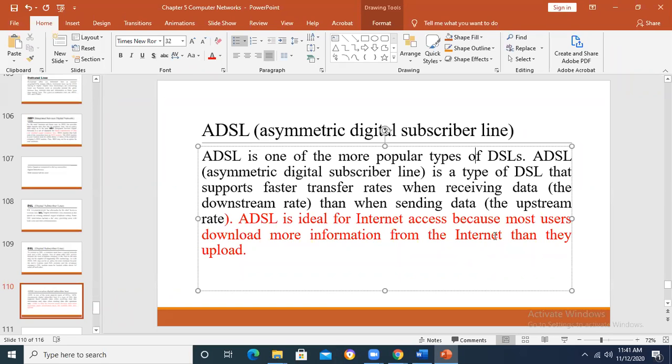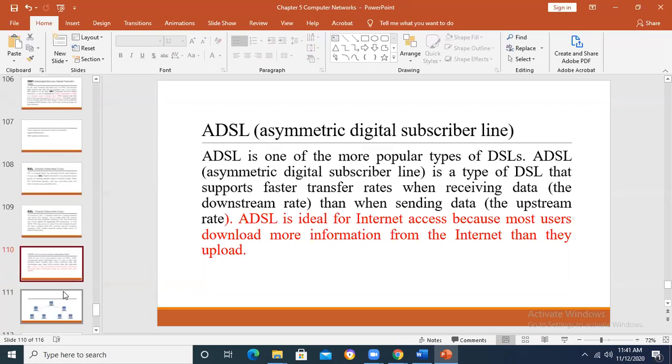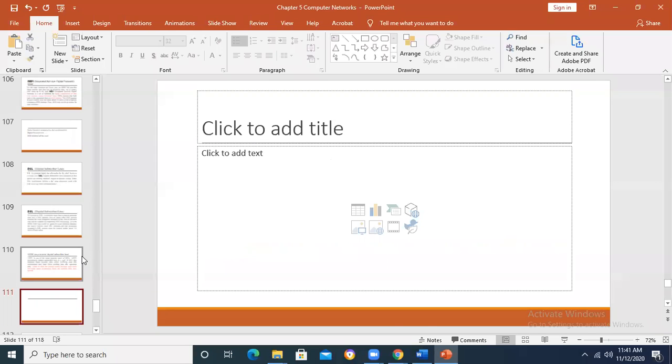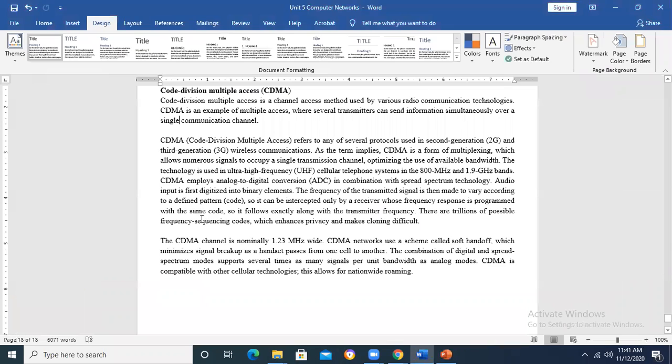So ADSL is ideal for internet access because most users download more information from the internet if we compare it with uploading. So this was basically an extra feature by the ADSL. Okay. So now we will go towards another type, and then we will see some short videos to describe all these options that we have got.